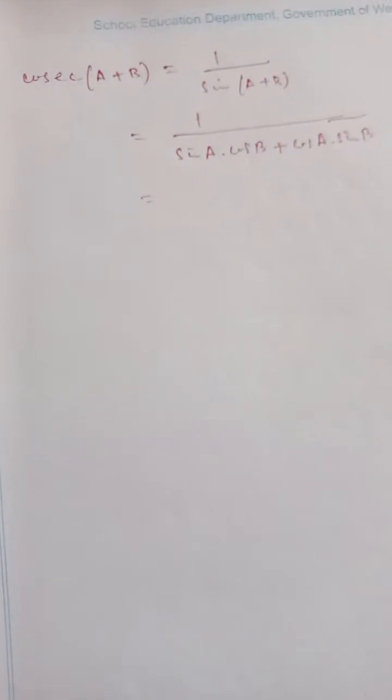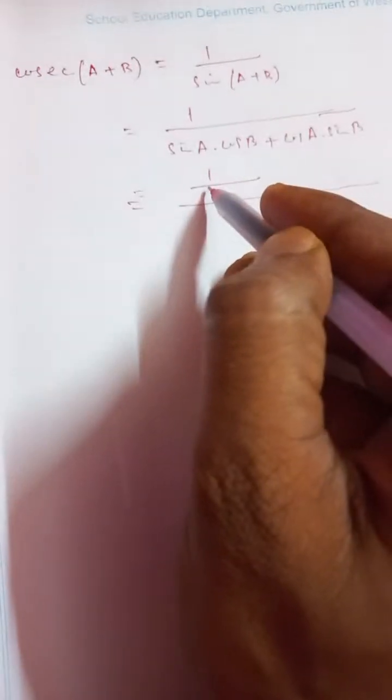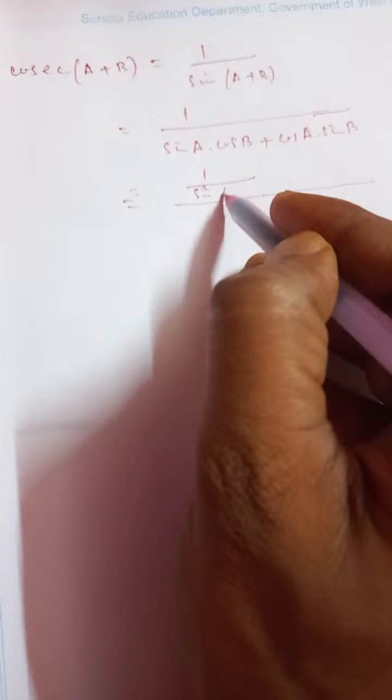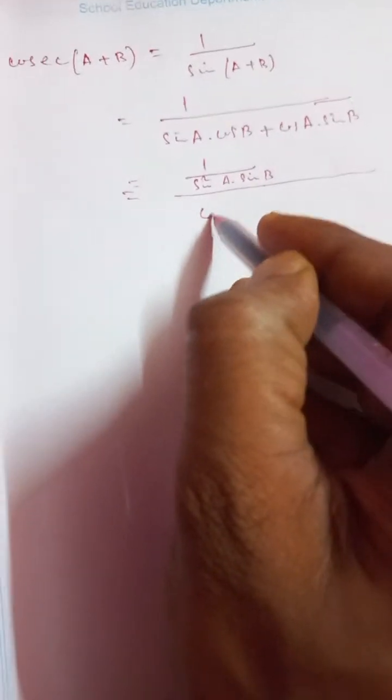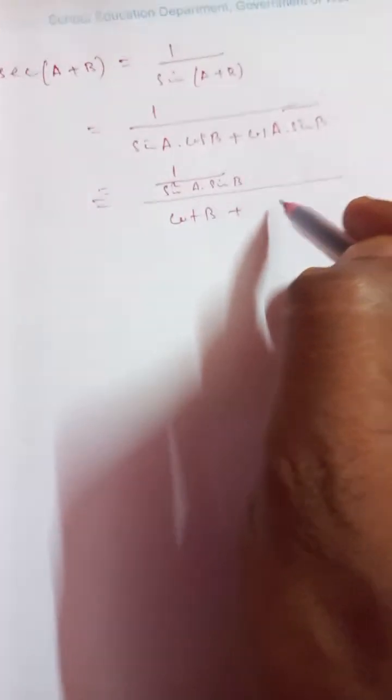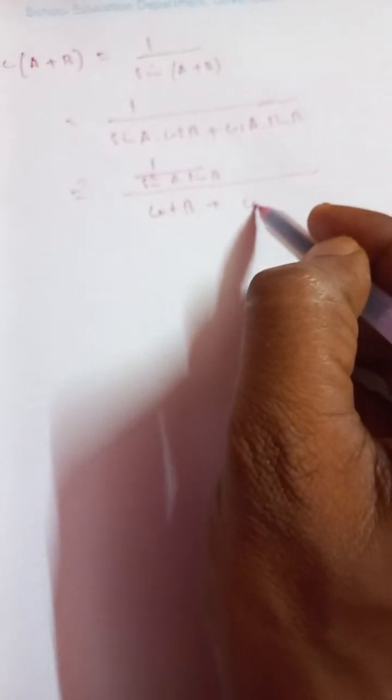So if we divide by it as cos square A by cos square B, we divide it by sin square A sin square B, then it will be 1 by sin A sin B, then it will be cos B by sin B will be cot B plus this will be cot A.